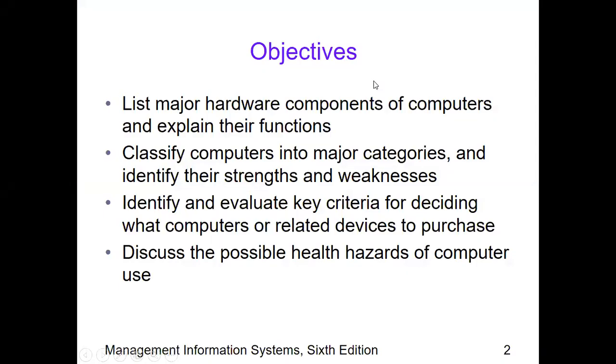Now, for the objectives or outcomes of this particular session, we should be able to list the components of major hardware and then explain their functions. Second, classify computers into major categories and identify their strengths and weaknesses. Then, if we decide to purchase certain computers, we need to know and evaluate key criteria for deciding. Next would be to discuss the possible health hazards of computer use.